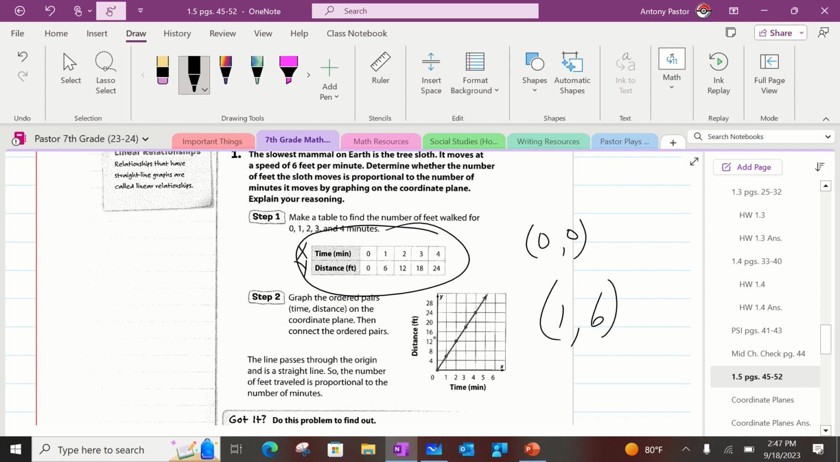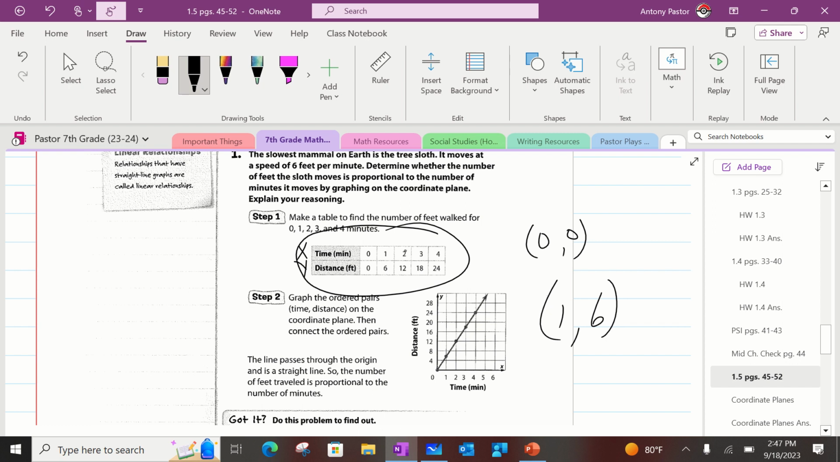Now, this only goes up by 4, so we have to kind of guesstimate where it's going to be. It's not quite half, but it's over there. Next one, 2 minutes, he'll move 12 feet. So we go 2 to 12. Boom. 3 minutes, 18 feet. 3, graph up to 18, right there again between the two. And then in 4 minutes, 24 feet, and so on.